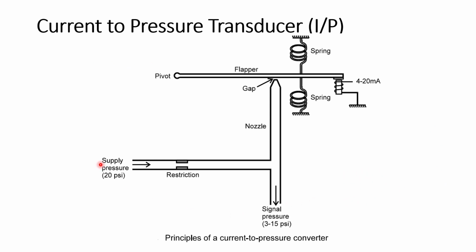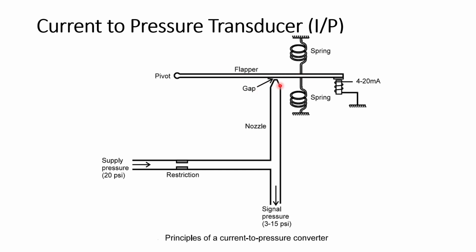So let us see the same thing in a diagram. You see, from here 20 psi air is coming, it is passing through this, and then it is coming here in this pipe. The pipe is coming here.